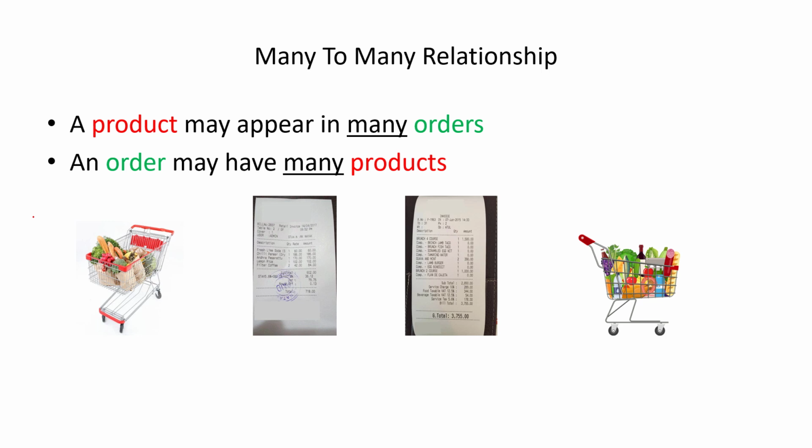A product may appear in many orders. So if you look at this particular point, we are talking about product and orders. Each product may appear in many orders, and a particular order may have many associated products. So here, if we represent product and order as important business entities, the relationship between them is a many-to-many relationship. Let's see how we can represent that many-to-many relationship in a data model.